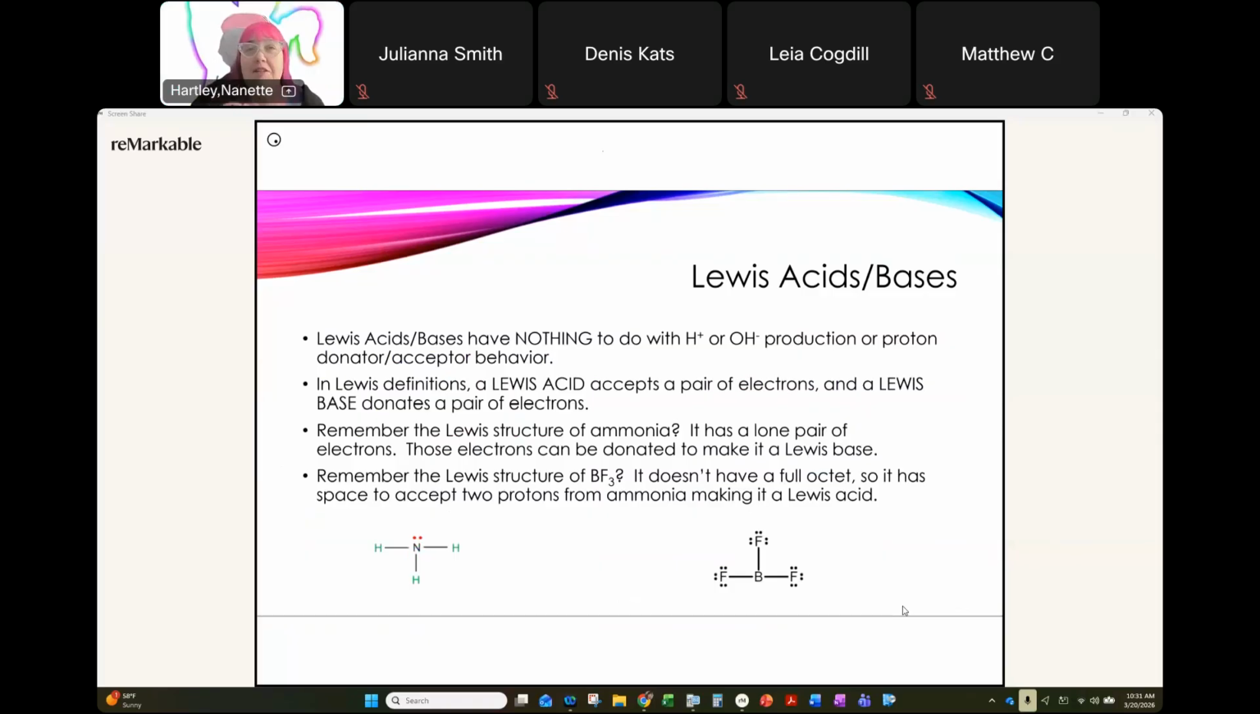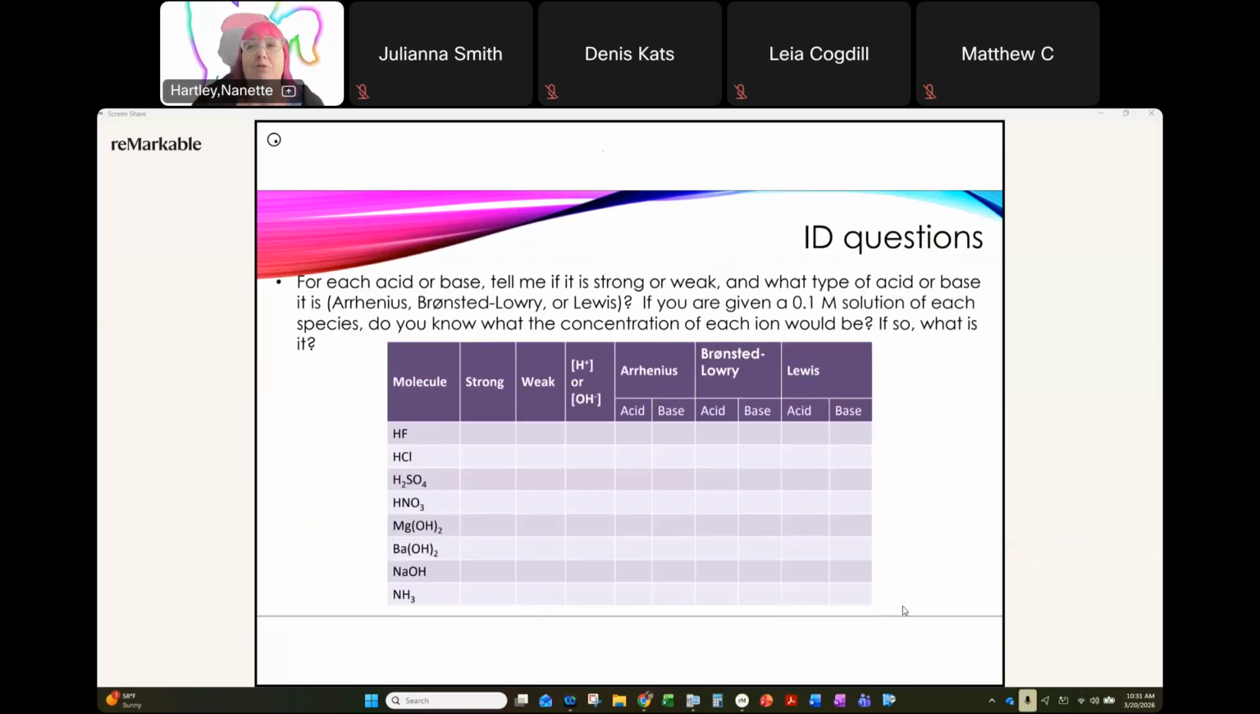Now, something that you should be able to do at this point is to fill out a table like this. What this indicates is that I have a molecule. I want to know if it's a strong or weak acid or base, depending on which it is. If it is a proton donor or an OH minus donor, or that kind of thing. Does it fit the Arrhenius acid or base definition, the Bronsted-Lowry acid or base definition, and the Lewis acid or base definition?